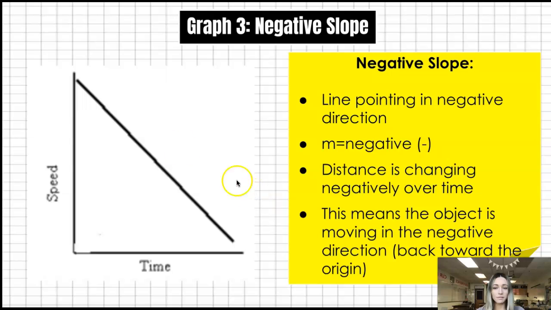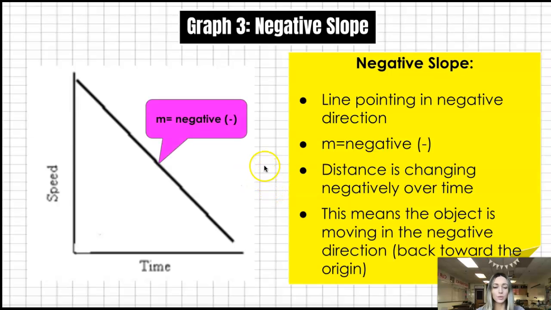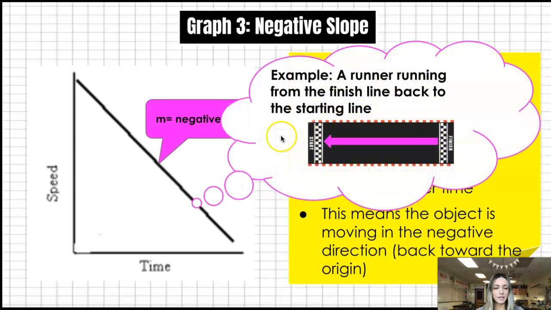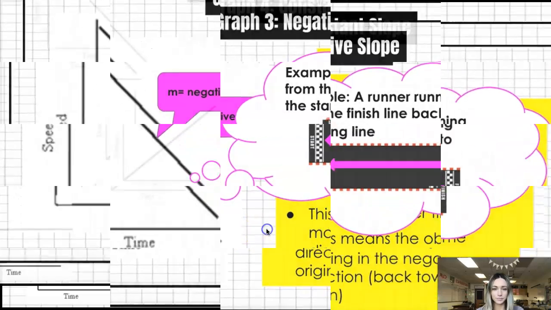Just like I said in our previous graph, don't fall for the trick that this line means the object is slowing down. It doesn't, it just means that it's moving in a negative direction or back toward the origin. An example of this would be our runner who had left the starting line, made it to the finish line, but then came back. If I were to graph his motion from the finish line back to the starting line, I would see a negative slope showing me that he is running back to the starting line or towards the origin.